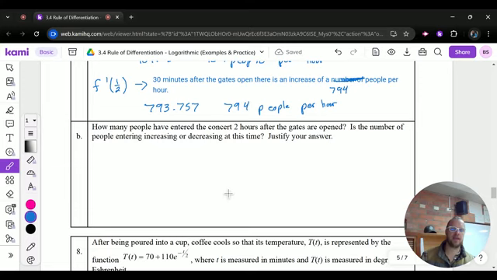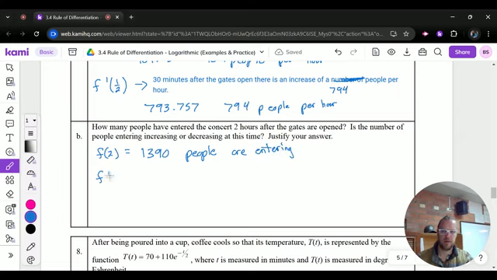All right, how many people have entered the concert 2 hours after our gates are opened? So what this means is we need to know f of 2, right? Because we want to know how many people we're entering after. And so this is that there are 1390 people entering. And again, we're going to use our calculator and just plug in 2 for that. So there are this many people entering.